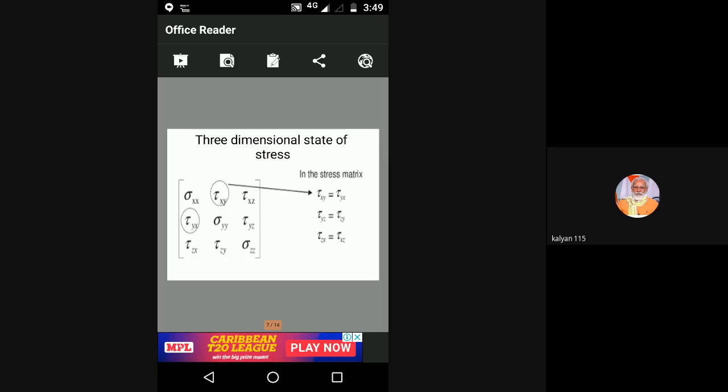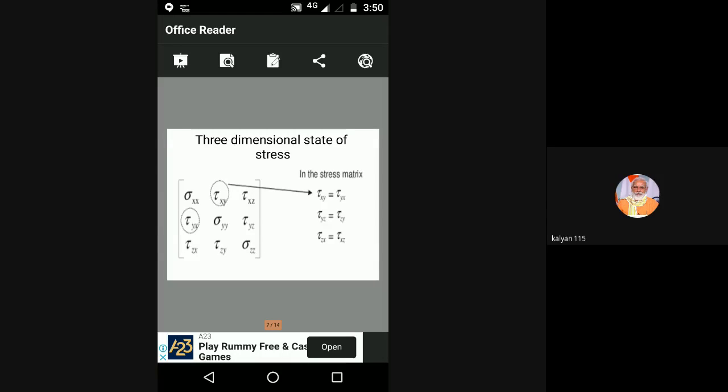That's why, to define the stress at a point, how many independent stress components are required? Only 6. Total components are 9, but independent means that to calculate tau xy, there is no need to calculate tau yx. If we calculate tau yz, no need to calculate tau zy. That means 6 independent stress components are required: 3 normal stresses and 3 shear stresses.